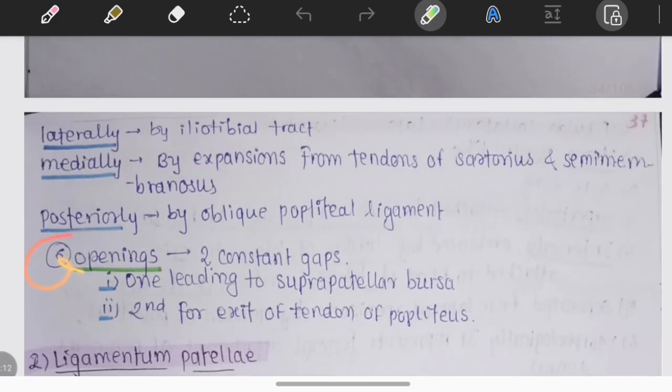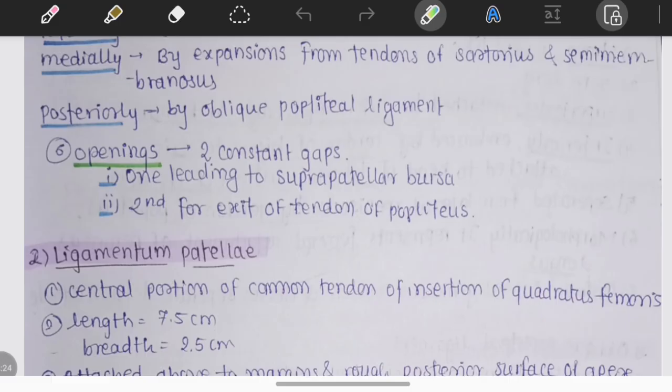And sixth are the openings of the fibrous capsule: two constant gaps, one leading to the suprapatellar bursa and the second for exit of tendon of popliteus muscle.